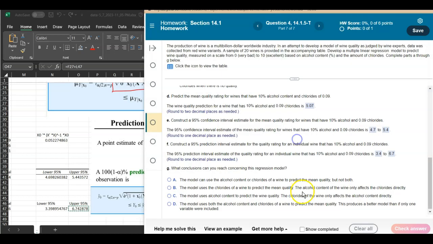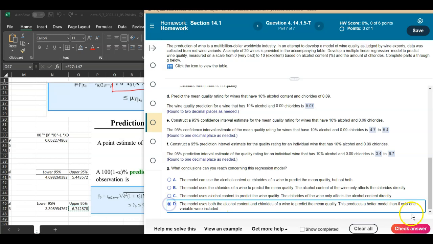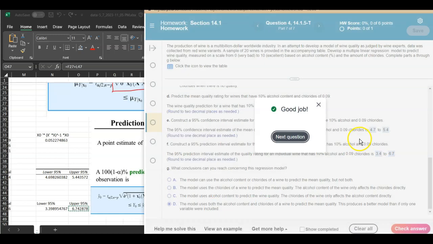Okay, we got it. All right, for question G, obviously here we are using the two parameters. So the model uses both alcohol content and chloride of the wine to predict the mean quality, and we are not using only one.